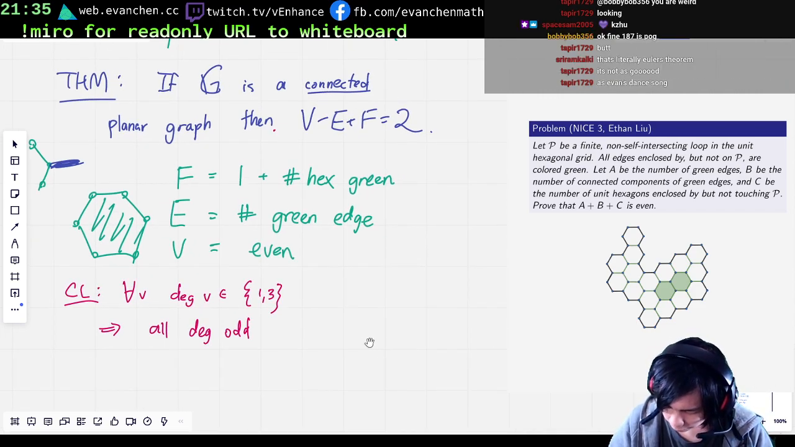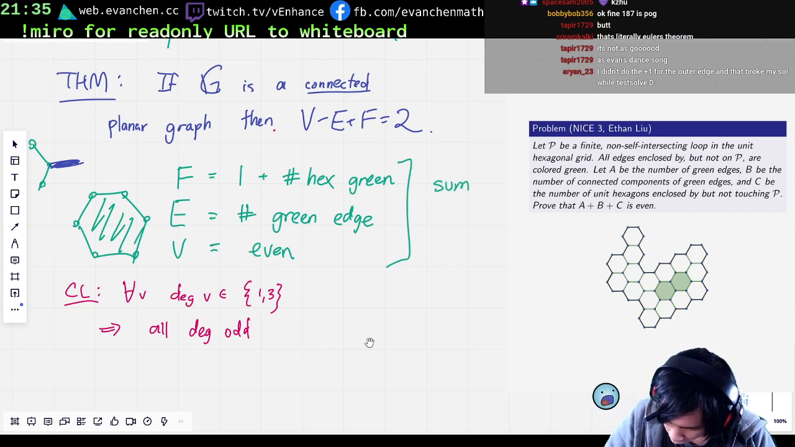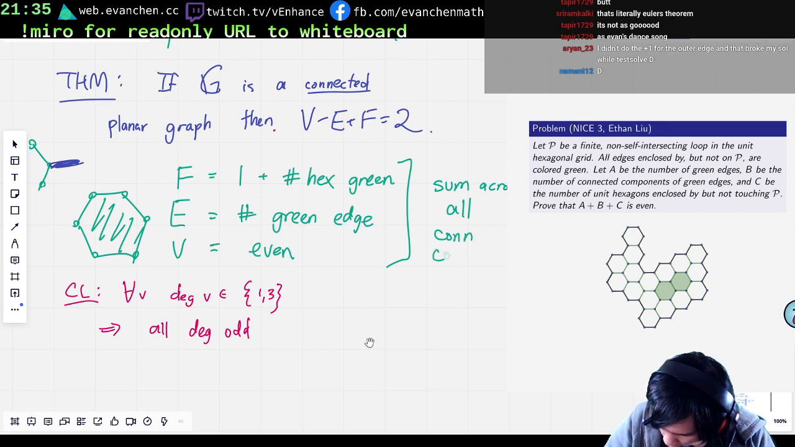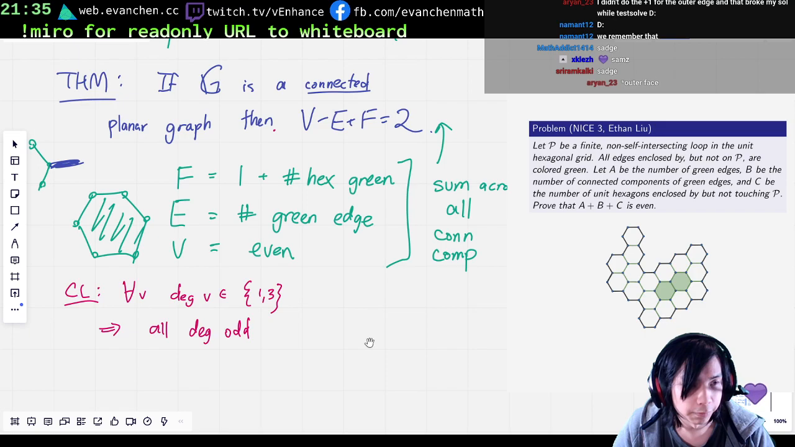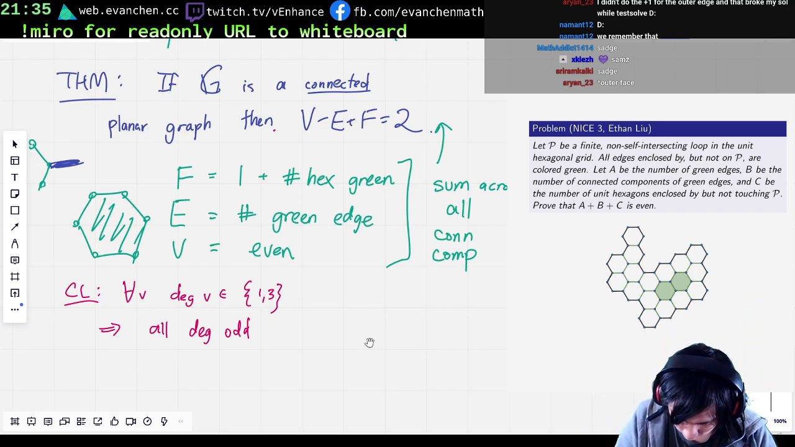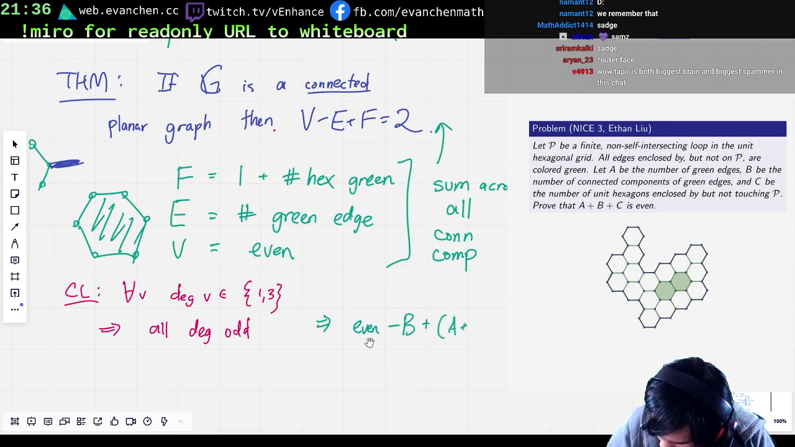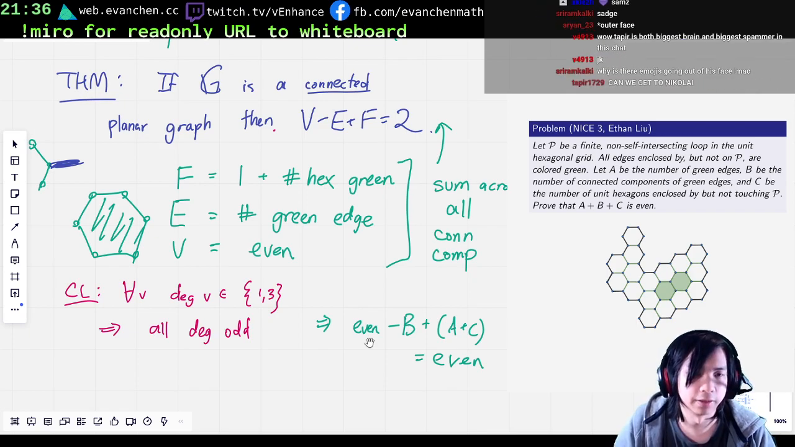So consequently, when I sum across all connected components of this relation, it will promise me that some even number, even minus b plus a plus c, is also even. So a plus b plus c is even, as desired.